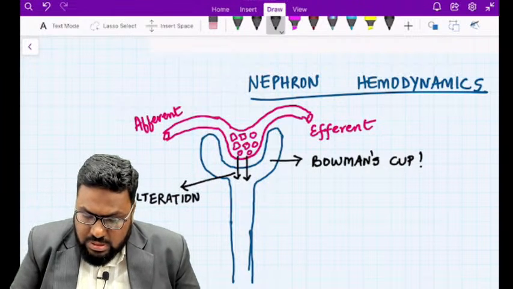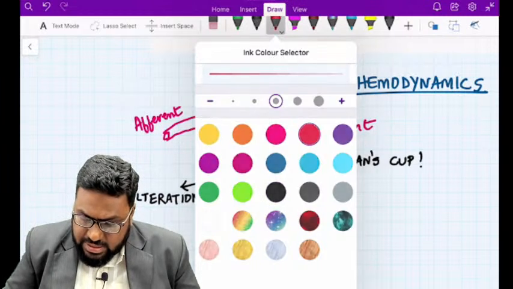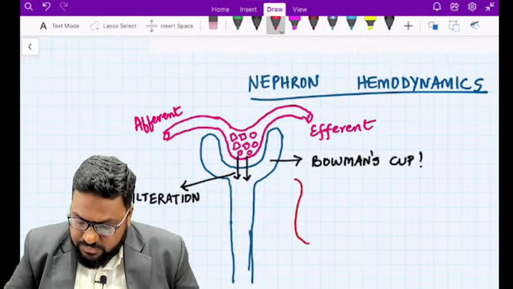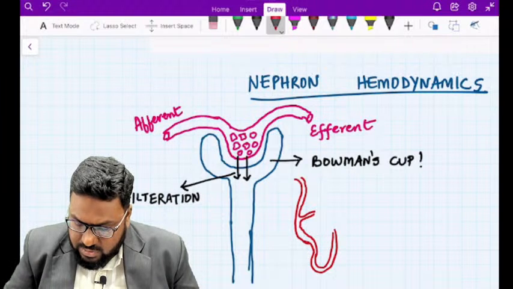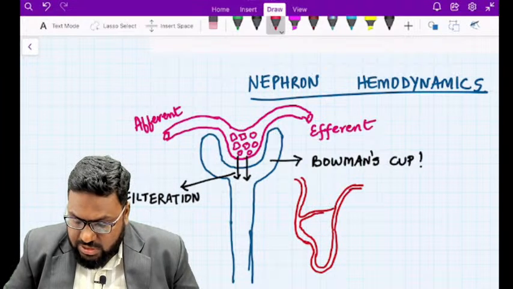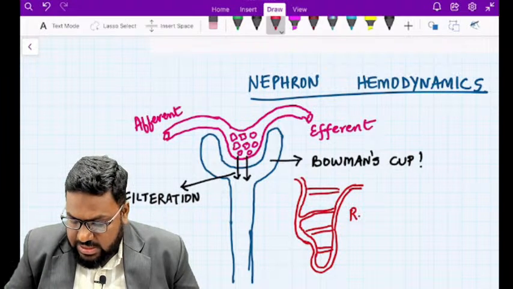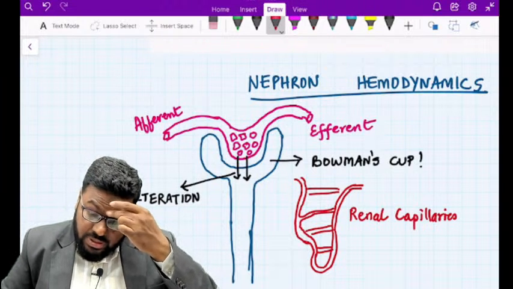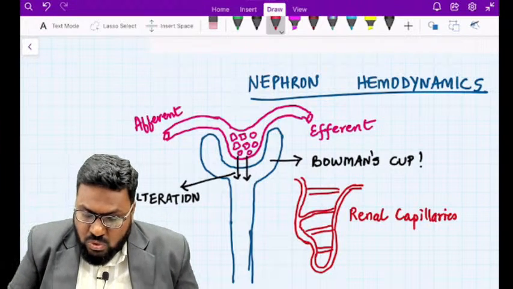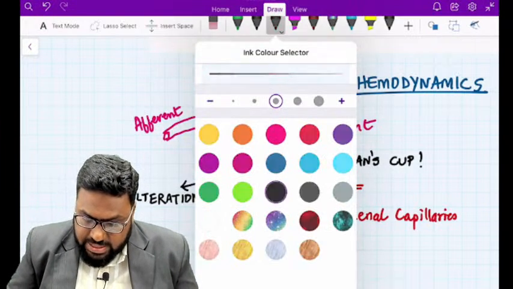Imagine that these are the renal capillaries, the vasa recta and other renal capillaries which are going parallel, and these are the renal venules which are parallelly attached to the tubules. So these are renal capillaries. We'll discuss the hemodynamics with the help of this diagram. So filtration occurs at the Bowman's cup area.